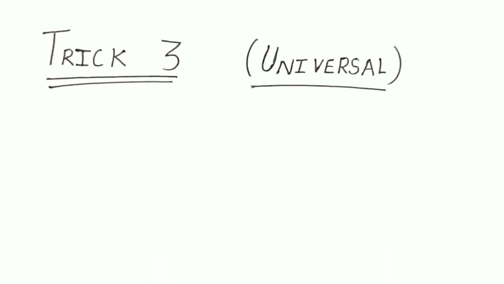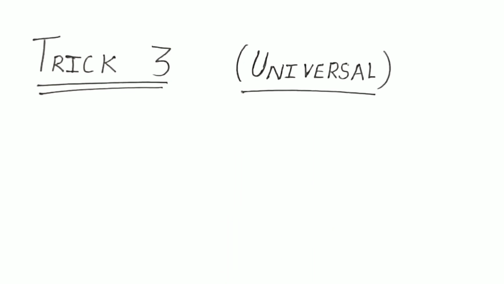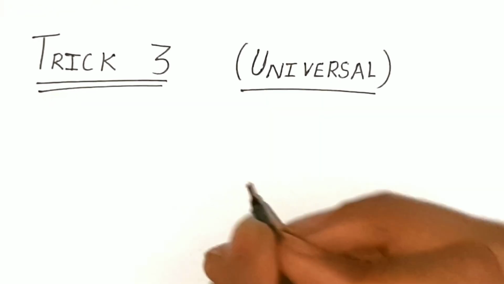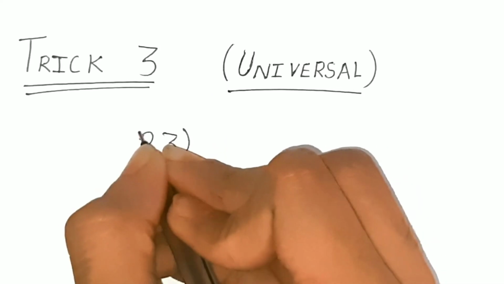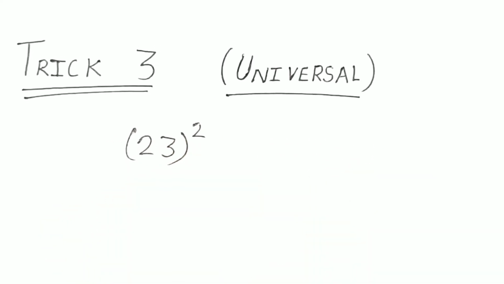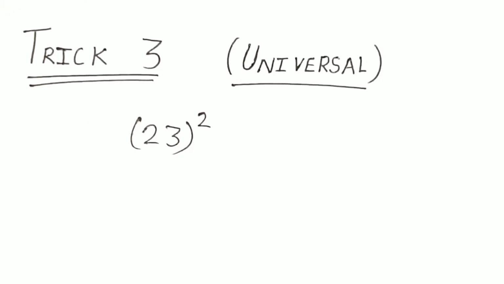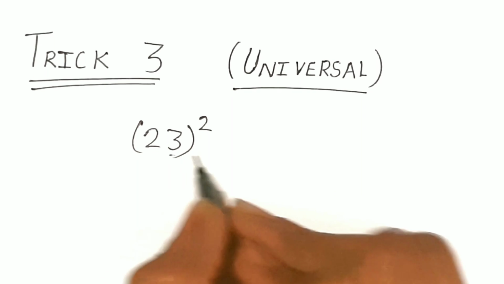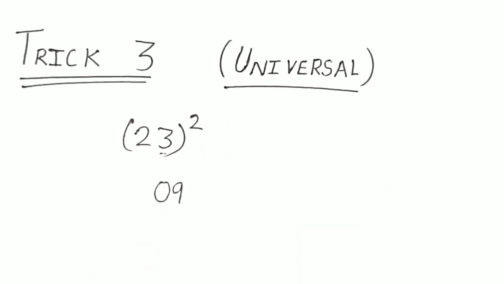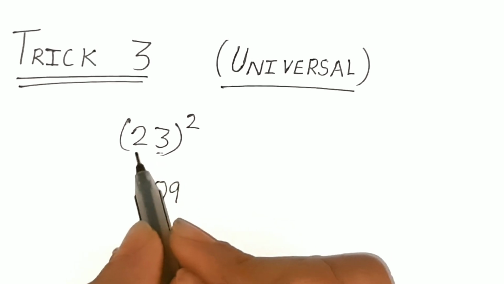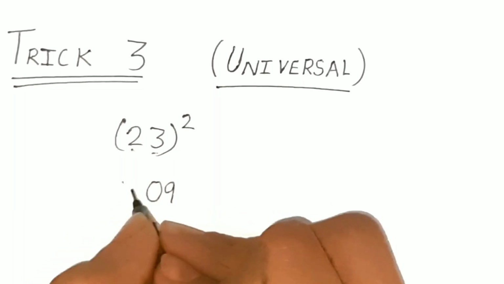Okay, this is trick number 3. This is a universal trick. This could be used to square any number, doesn't matter, no circumstances. Let's take 23 square. So in this trick, first you need to write down the square of 3, that means the unit digit, that is 09. We'll add 0 because we need it in 2 digits. Now we'll write down the square of 2. So the square of 2 is 4, so we'll write 4.